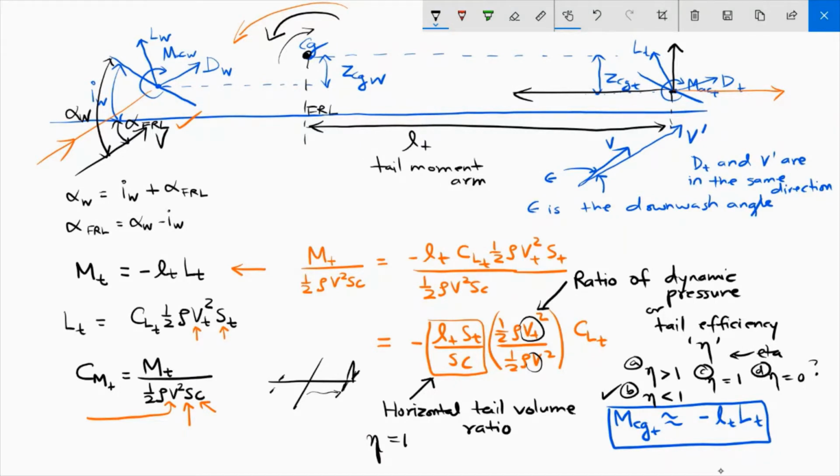Now, when you put the tail in front of the wing towards the nose of the aircraft, this structure is known as canard. The physics is the same, only the location is different, so it is identified by a different name. So I can now write the moment coefficient because of the tail is equal to minus VH, where VH is the horizontal tail volume ratio, times eta times CLT.